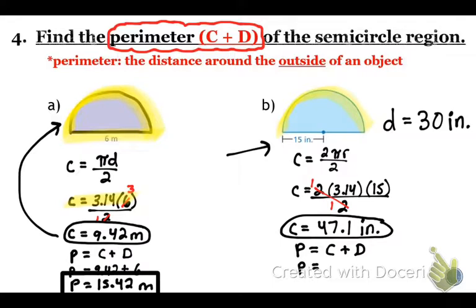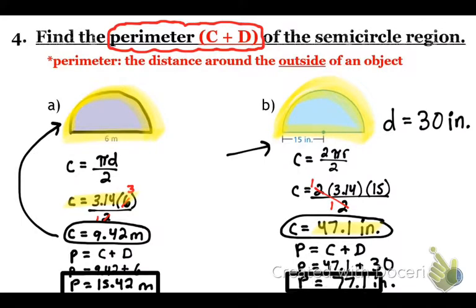So what did we decide our circumference was? 47.1. Yep, it's right there, 47.1. And then we have to add what our diameter is right there. Okay, it is 30. If you add those together, you are going to find the entire distance around this whole semicircle. What was it, guys? 77.1 inches. Now, should that be squared inches? No, because you only square when you're finding the area. Perimeter is just the distance around, so it's just plain old inches.